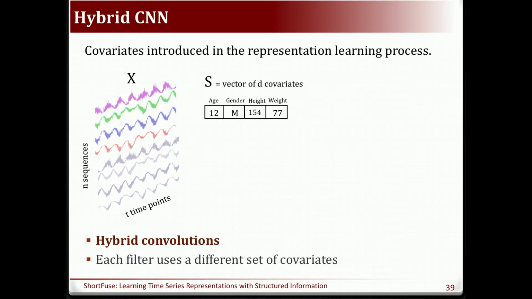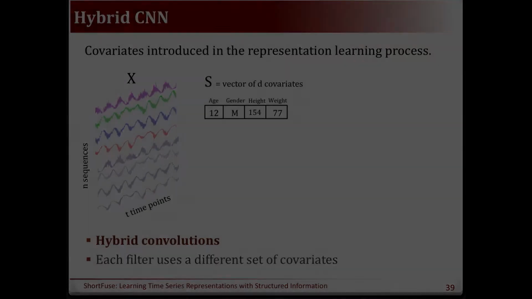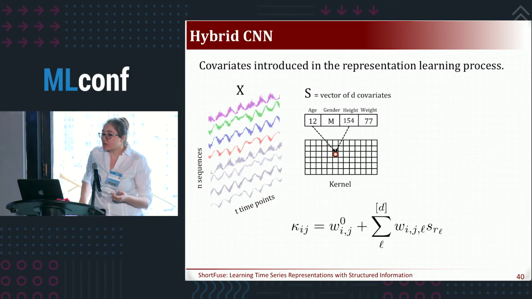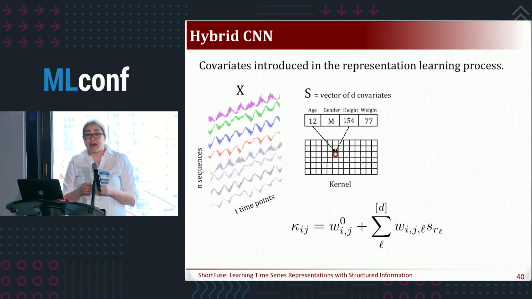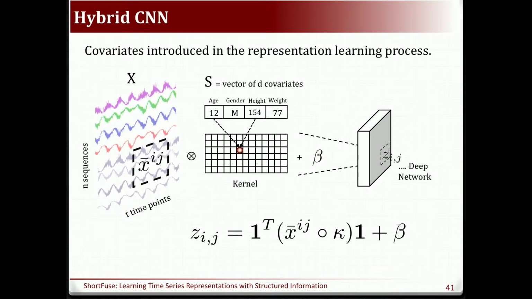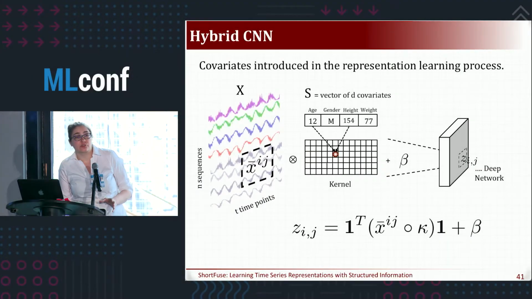So to achieve this, we modified standard CNNs to account for the structured information. We're given X, the time series, with N signals and T time points, as well as S, a set of covariates. In our hybrid convolutions, the filters are parameterized with the values in the structured covariates. An element in the convolutional kernel will simply be a linear function of the covariates. Each filter uses only up to 3 covariates. The filters are then applied to randomly selected groups of the sequences, obtaining the hybrid signals Z that are the outputs of the convolutional layers.